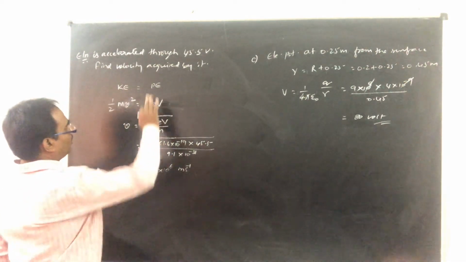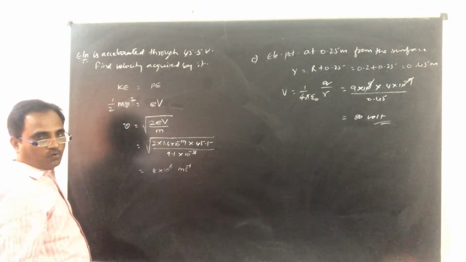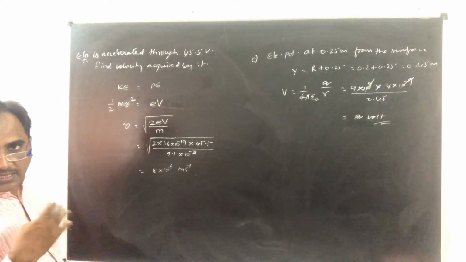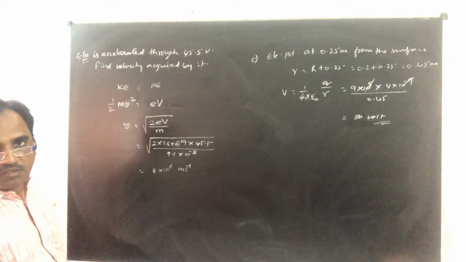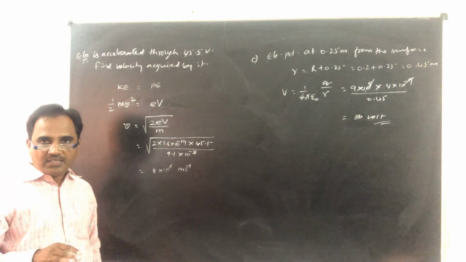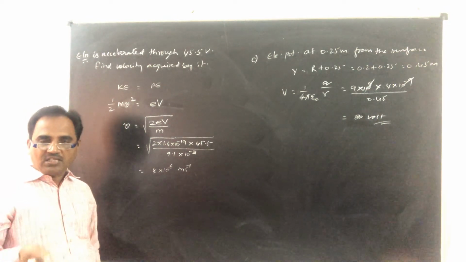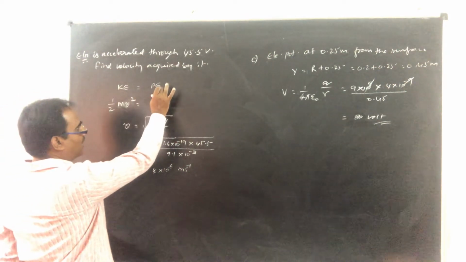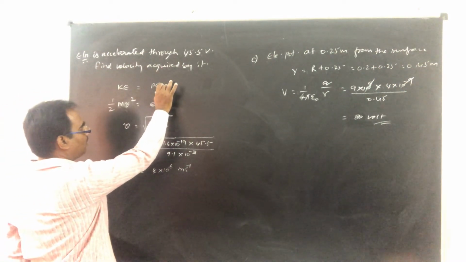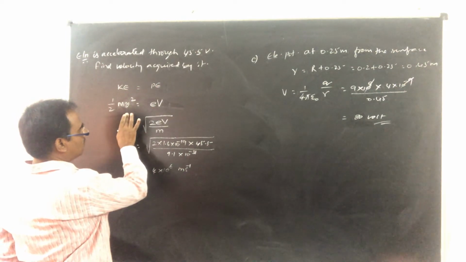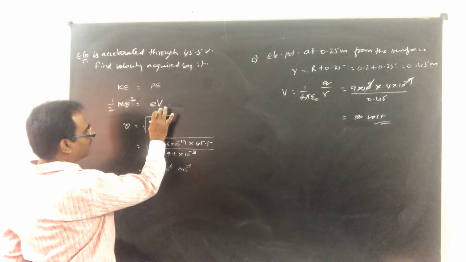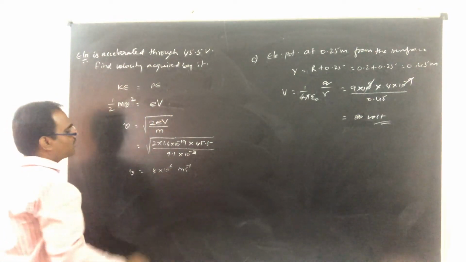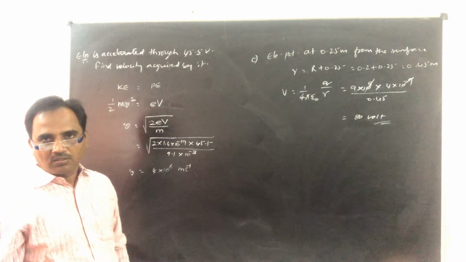So along the direction of electric field, potential decreases. That means the potential energy of the electron decreases as it moves along the direction of electric field. This decrease in potential energy appears as increase in kinetic energy. Therefore, kinetic energy is equal to potential energy or work done in moving the electron. Therefore, half mv square is equal to Q into V, that means e into V here. From this you can find the velocity of this electron, which comes to be 4 × 10⁶ meter per second.